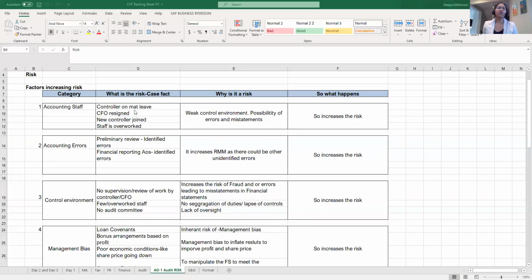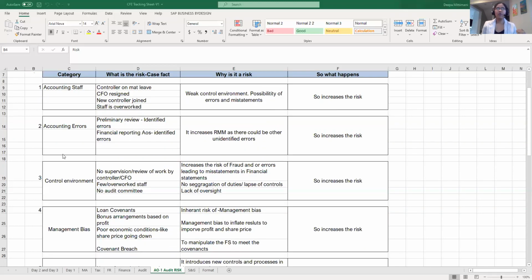Now there would usually be a period given, say the controller left in September. So from January to August, the controls were good, and after September, the control environment was weak. You have to state that because there was no one overseeing the work of the staff, there was a weak control environment, and there is a possibility of errors and misstatements. So the RMM goes high, and that is why it increases the audit risk.